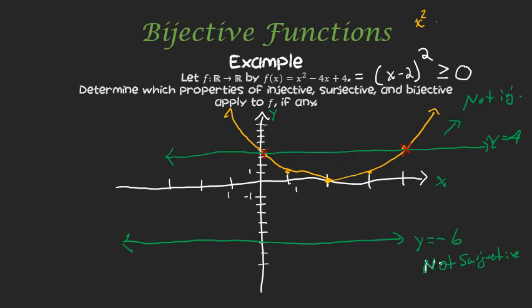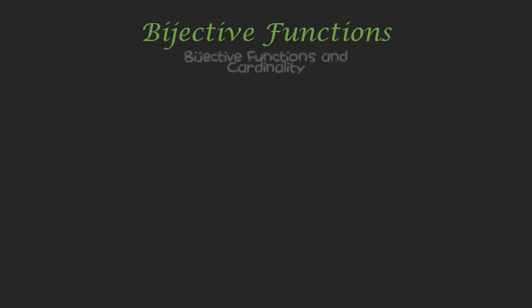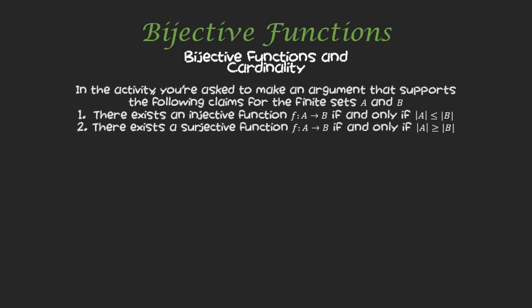All right, let's move on. Last thing I want to talk about, and the activity gets at this, is the relationship between existence of bijective functions and the cardinality of their underlying sets. In the activity, you'll make some arguments that support each of these claims. If the cardinality of A is greater than the cardinality of B, it's impossible to find an injective function. And therefore, if there does exist an injective function from A to B, we can conclude that the cardinality of A is less than or equal to the cardinality of B.